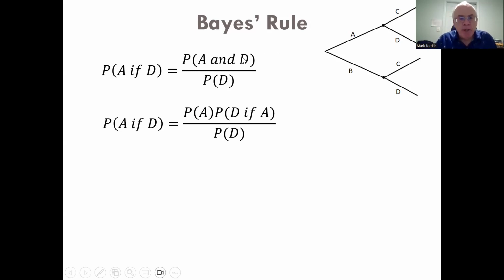Now the numerator can be expressed with the other multiplication rule, where you get the reverse conditional probability. Notice the probability here is the probability of A given D. You could have the other multiplication rule where you have the probability of D given A. And remember, the probability of A and D could either be the probability of A given D times the probability of D, or the probability of D given A times the probability of A.